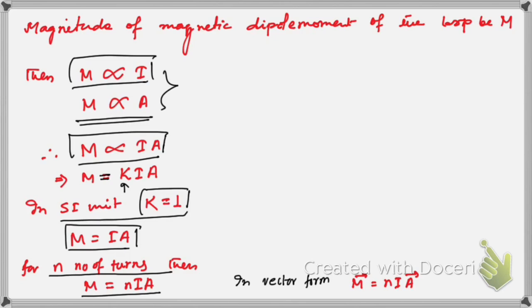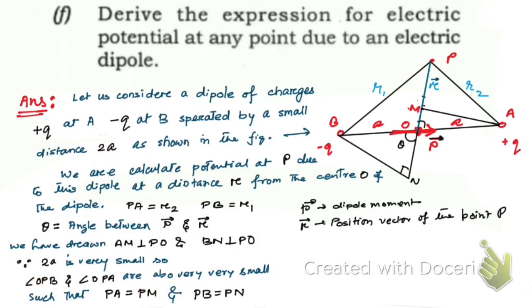So in the vector form, you can write M vector. N is the number of turns in the coil, and I is the current, A is the area, right? So hope you have understood this. Now let's move on to the next question. Here is the next question.